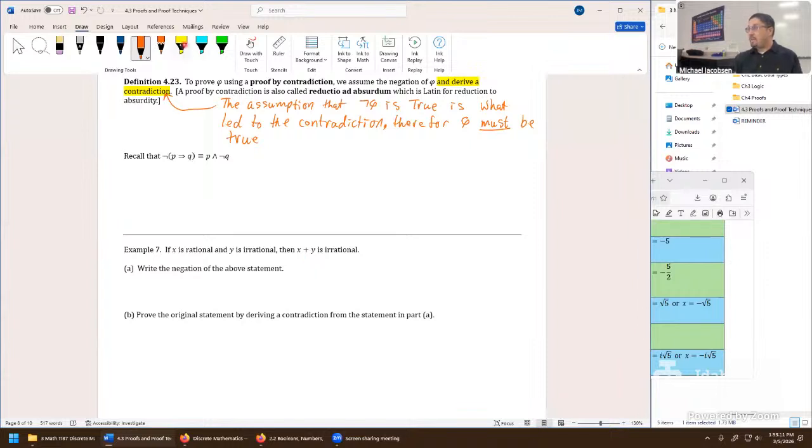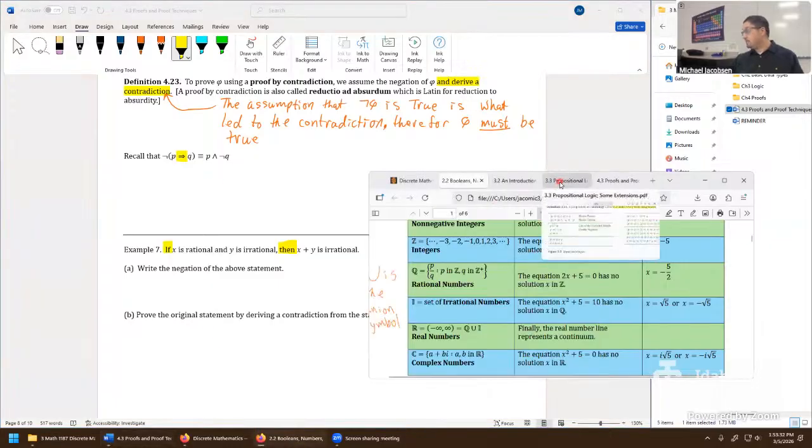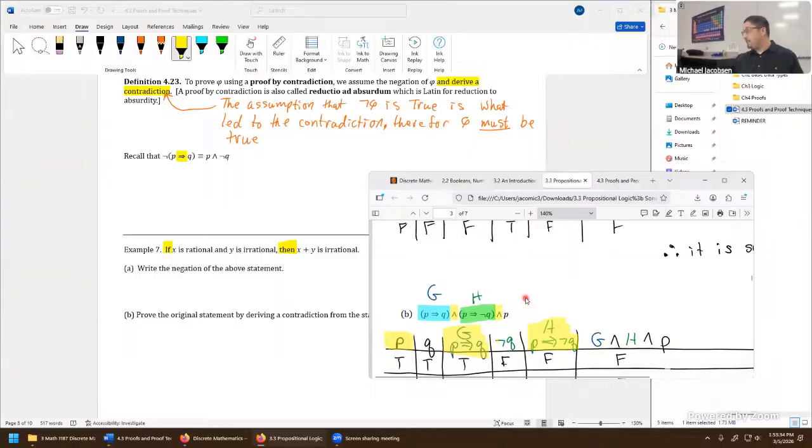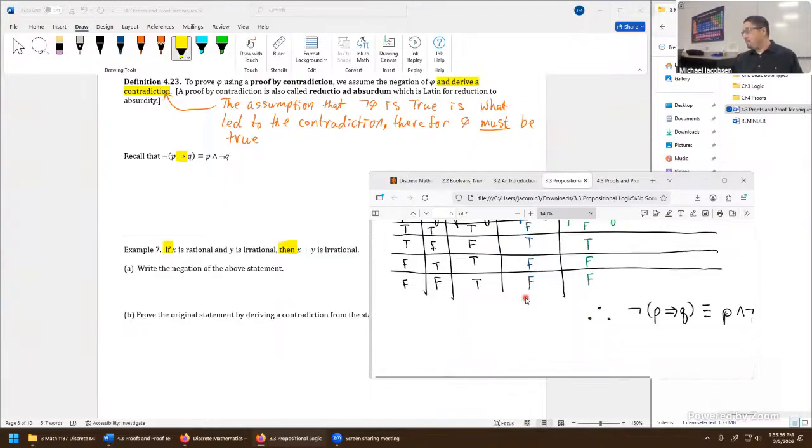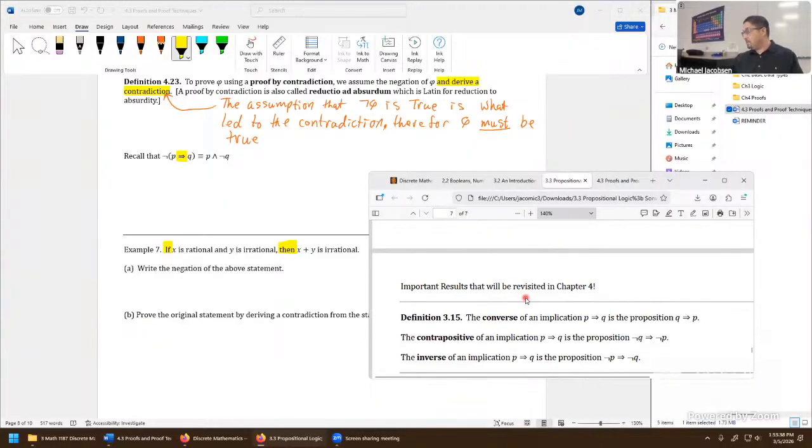But another thing that's problematic with it is this is an if-then statement. So it's a P implies Q. That's taking the role of phi, an entire implication altogether. We have to assume the negation of the implication. And we've proved this one directly. This was way back in section 3.3, once again. 3.3 had a lot of gems that we're using, finally.